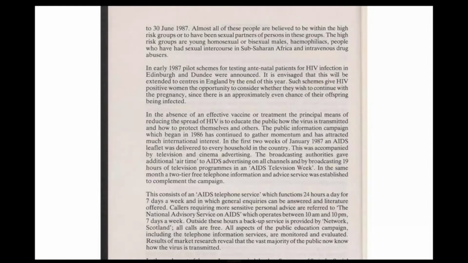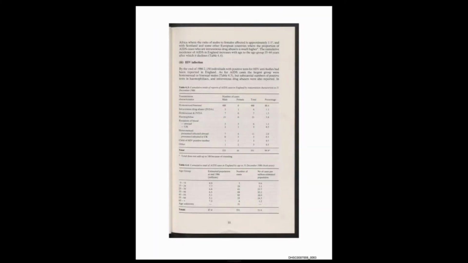Could we next go, please, to page 63 of this document? And here we are in the Communicable Diseases chapter of the report. And we can see that more detailed statistics were provided. There is a 6-page section on AIDS under communicable diseases in the 1986 report.